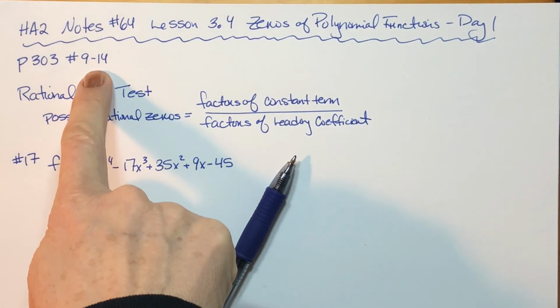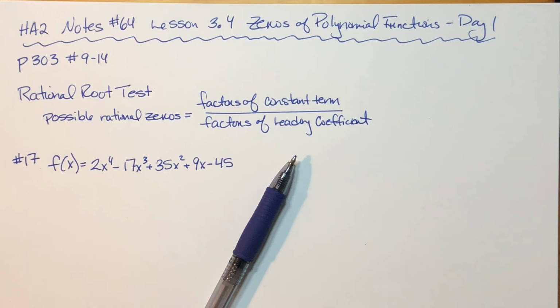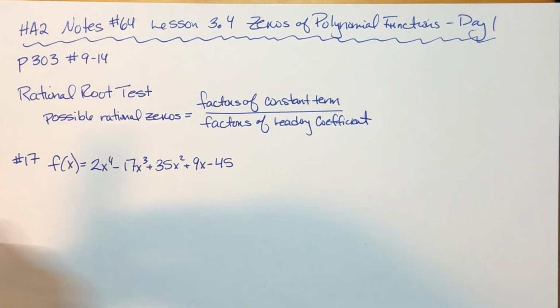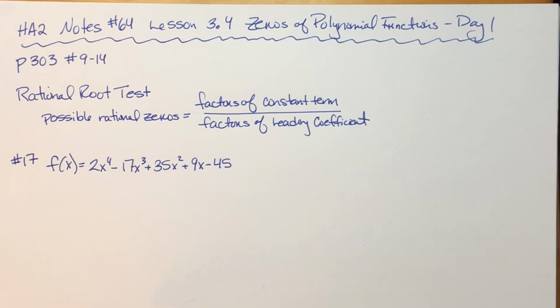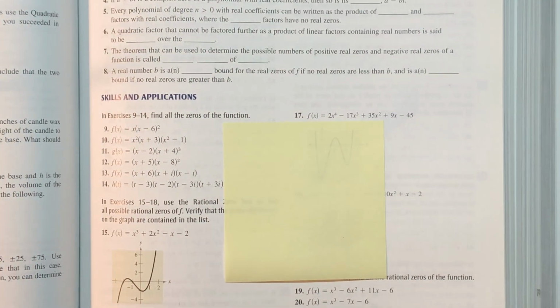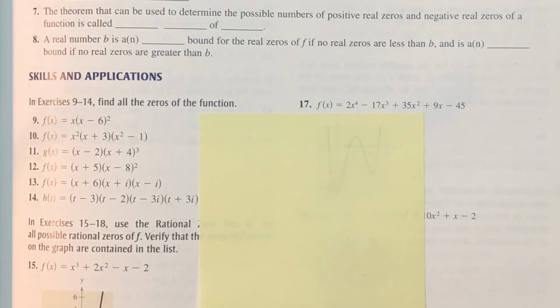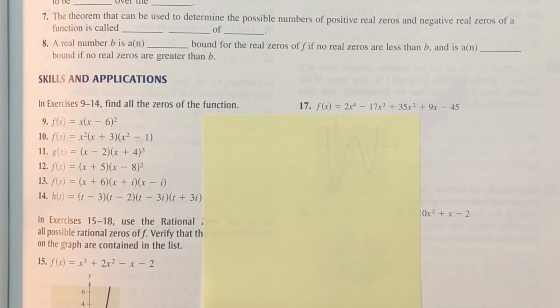Before we get started writing down our notes, I want you to go to your book, page 303, numbers 9 through 14. We're going to do those together. Let me grab my book for us, put that right on the camera, make sure I've got it zoomed in for you so you can see it nice and clear. There we go. Okay, so let's take a look at each of these problems.